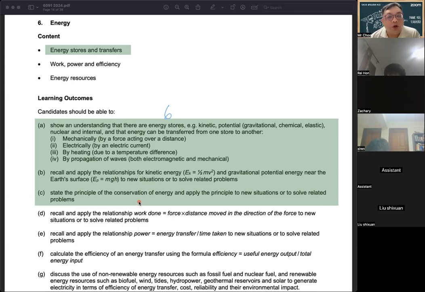Are you clear about part A, B, and C? If you are clear, I'm going to talk about the next one, which is work. I'm going to talk about work soon, but do you have any question regarding A, B, and C? If you have a question, please let me know.